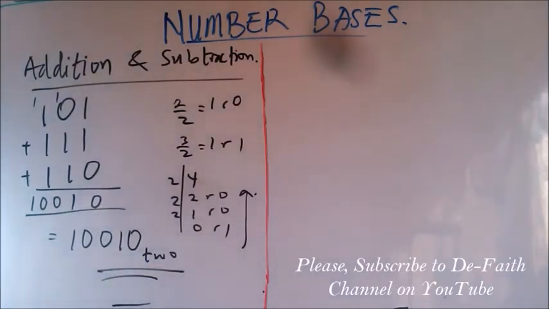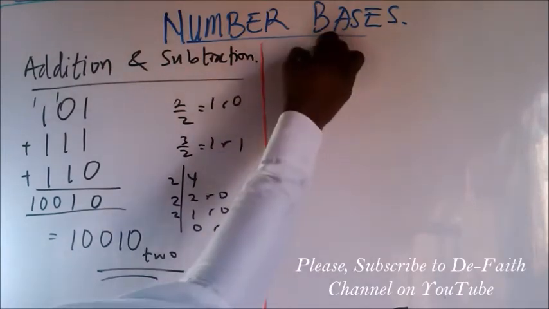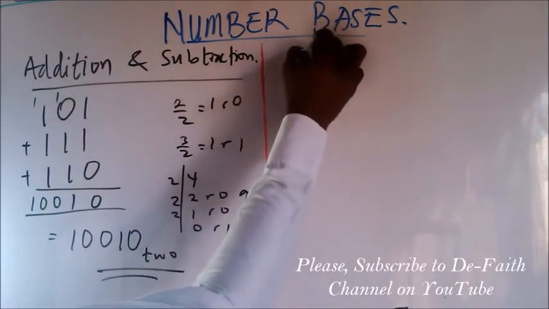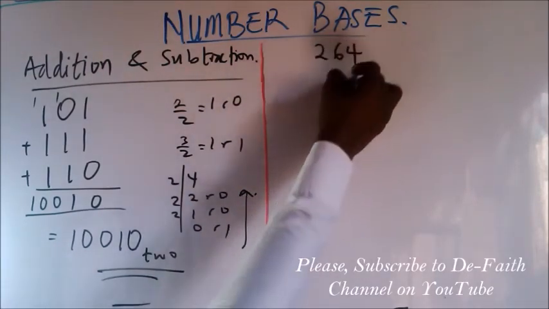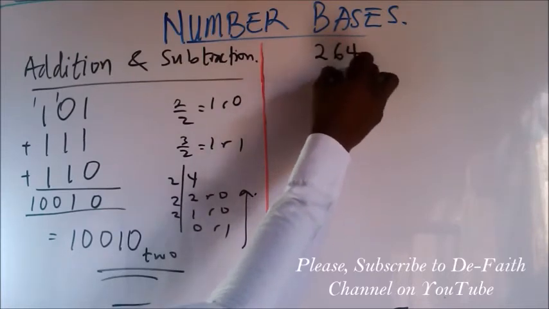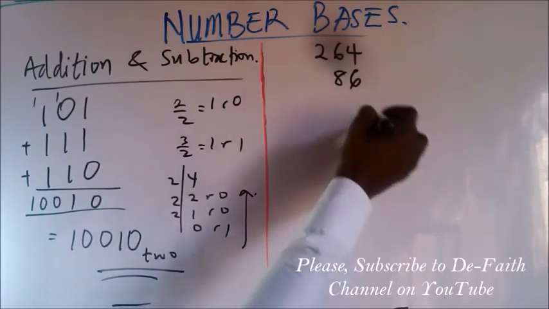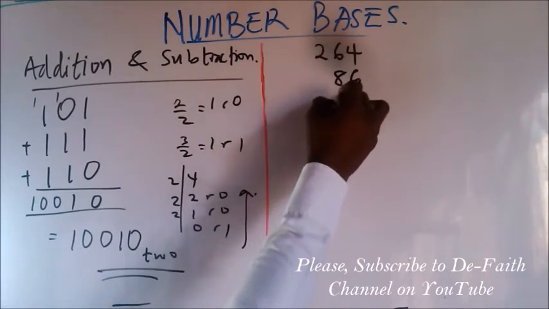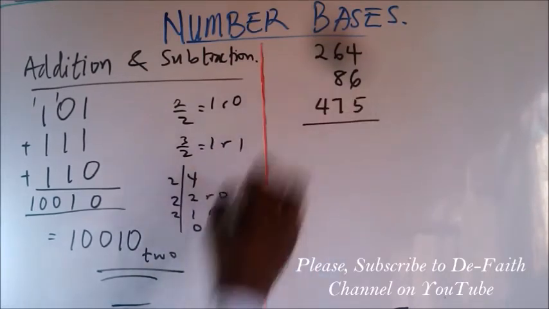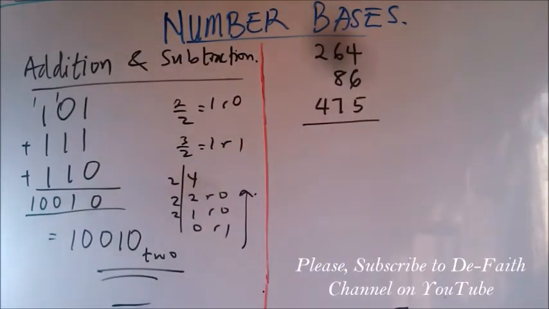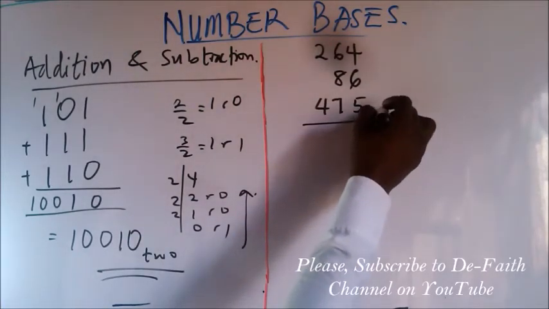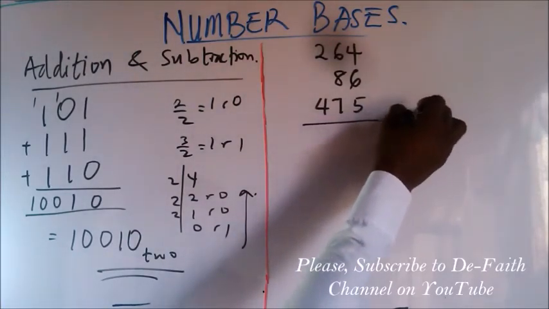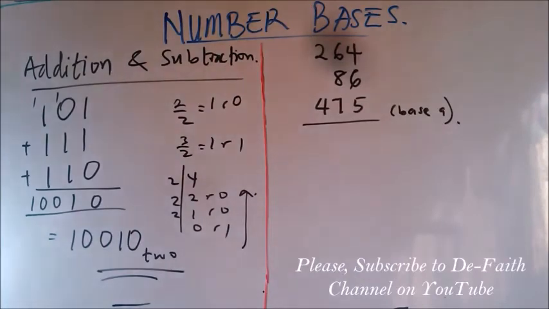Let's take it a bit higher. If you have 264 plus 86 plus 475, we want to add all this in, they're all in base 9. So we want to get our answer in base 9.